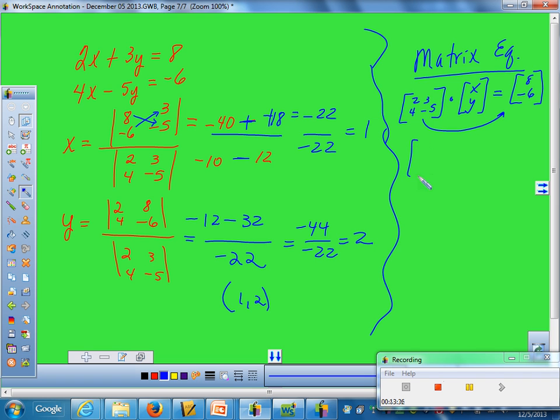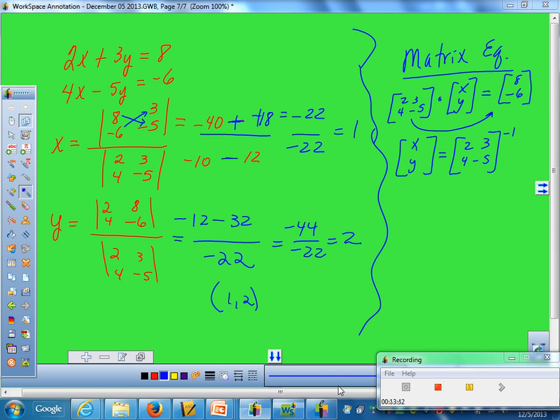So when you want to solve for x, y, you're going to have to tell your calculator to take the first matrix but put the inverse symbol on it, the little negative 1 power symbol. You just hit your caret key and put a little negative 1 power up there. And then you multiply it by the 8 and negative 6. And your calculator will produce the answer.